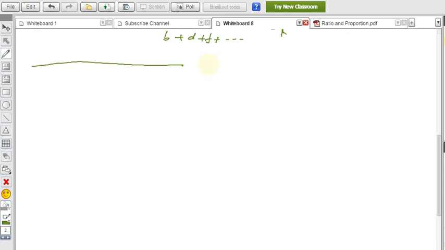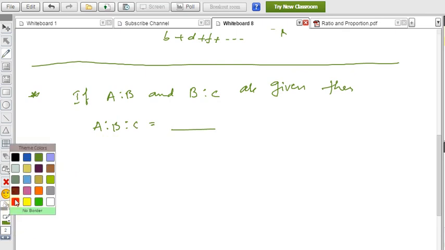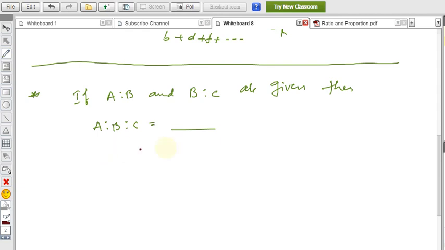Now when you come to the problems, there are three simple shortcuts. First one: if A is to B and B is to C are given, then A is to B is to C is equal to what? A is to B value is given and B is to C ratio is also given. Then A is to B is to C together, we can write one simple formula. Let me explain an example so you understand clearly.